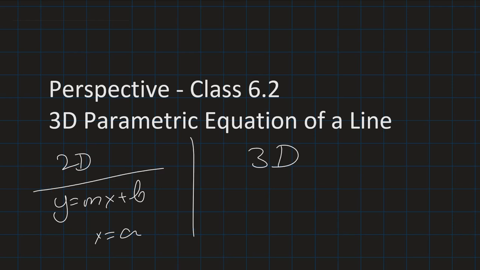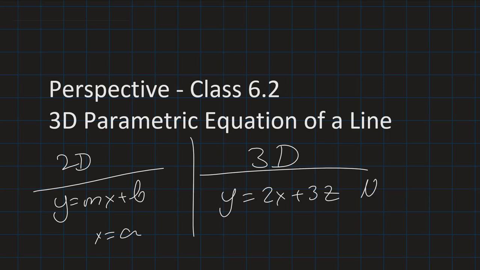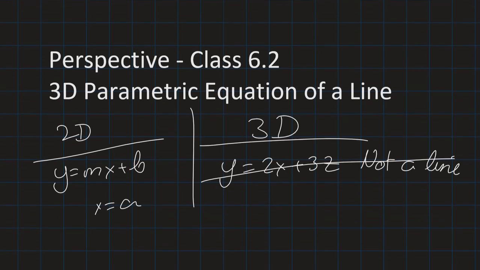In 3 dimensions, you can't just have one equation which describes a line. So if you have something like y equals 2x plus 3z, this is not a line. It's not as easy as this. As soon as you have more dimensions, you can't use this same sort of technique. And by far the easiest way of describing a line in 3 dimensions is using parametric equations.